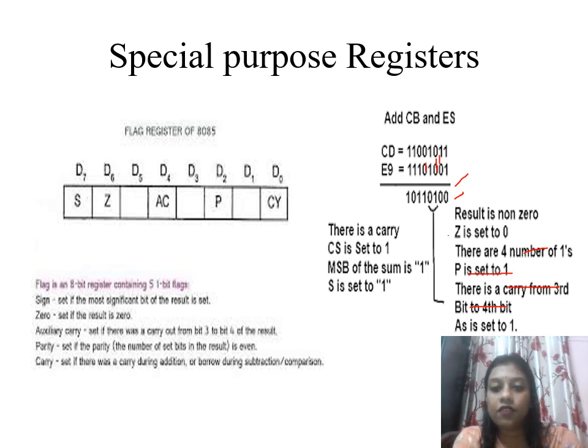Now let us talk about auxiliary carry. This carry is generated over here from the D3 to D4 bit. So in this case, our auxiliary carry will be set to 1. Next, carry flag. There is a carry generated over here, so our carry flag is also set to 1. Now if you see the MSB is 1, so the sign flag is set to 1. So this is the way we do any arithmetic operation, and then we set our flag values.